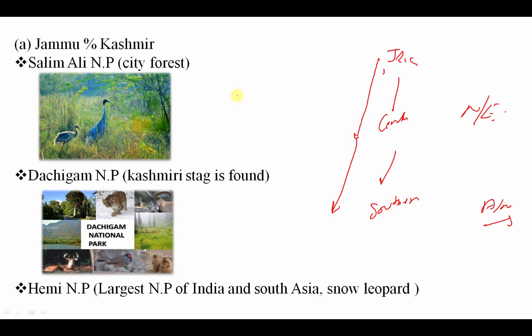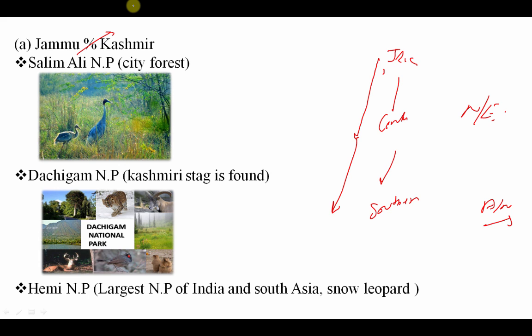So first is Jammu and Kashmir. We'll only talk about the important national parks. Okay. You don't need to go through all the 103 national parks. Okay. This is not smart study. The smart study is that you only need to understand and remember the important things. Okay. So firstly, let's see Jammu and Kashmir. It is the topmost northern part of the nation.